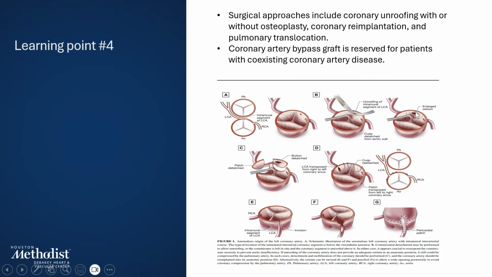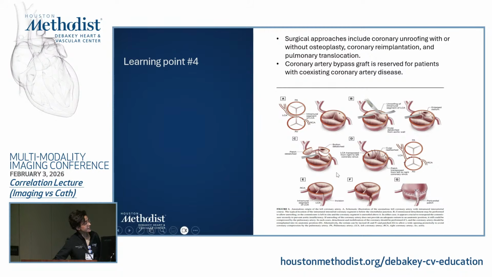But in some cases, this ostium may not be adequate, and patients may still have pulmonary artery pressure on the proximal side of the vessel. So in those cases, reimplantation of the coronaries should be considered.